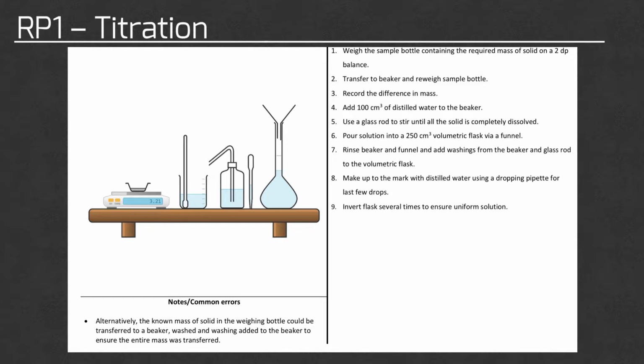Sometimes you might calculate the known mass of the solid in the weighing bottle by transferring it to a beaker and washing the beaker several times to make sure that everything has been transferred.